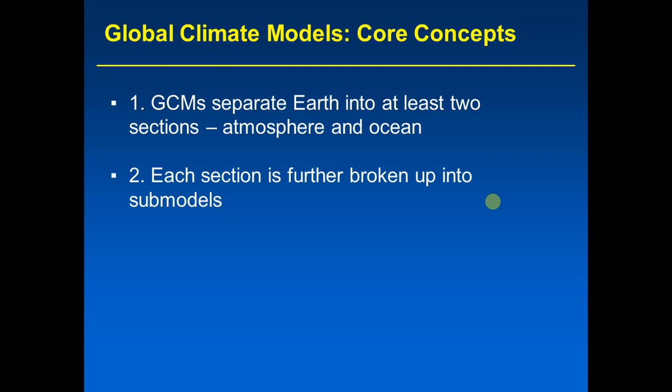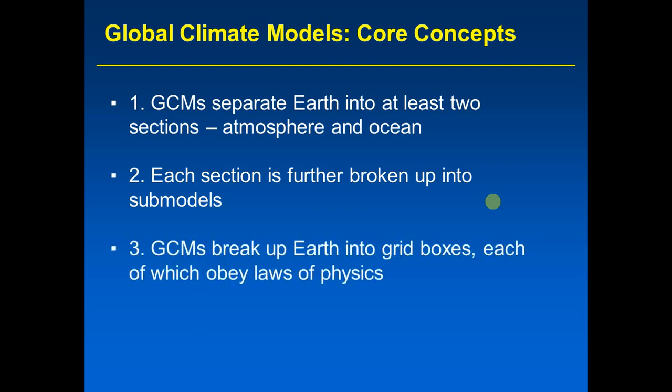Okay? So depending on how complex or detailed the model is, perhaps there are more subsections or submodels. Okay, so you can break the atmosphere into gases, into aerosols, into precipitation, into clouds, right? You can break the ocean into composition, currents. Okay. And the thing about it is that the GCMs break up Earth into grid boxes, each of which obey the laws of physics. So global climate models are models.